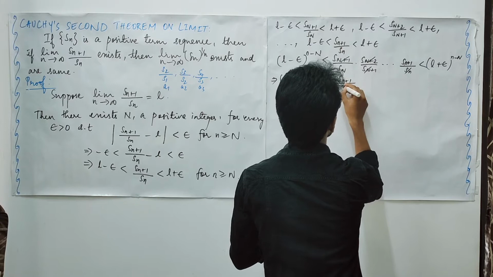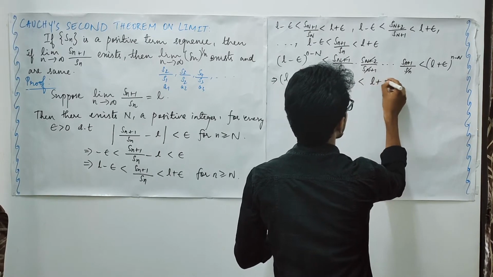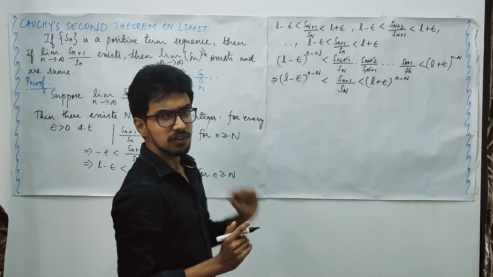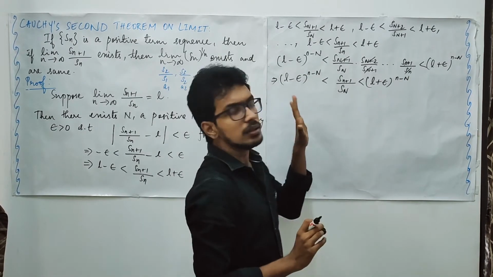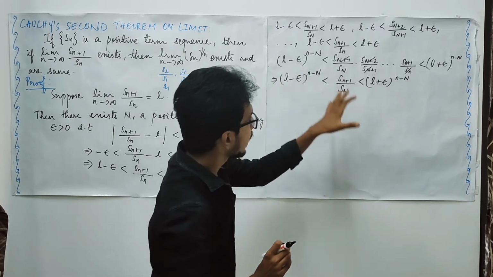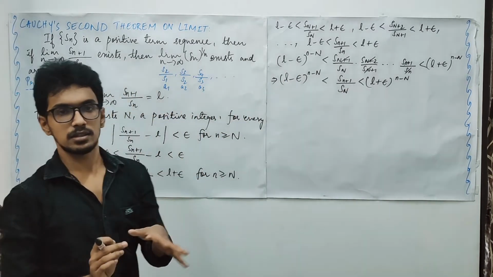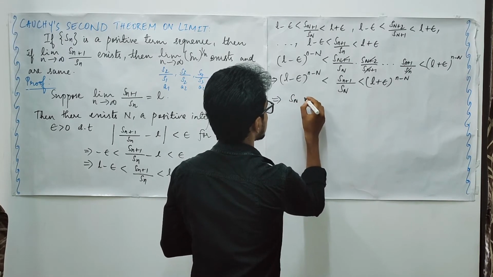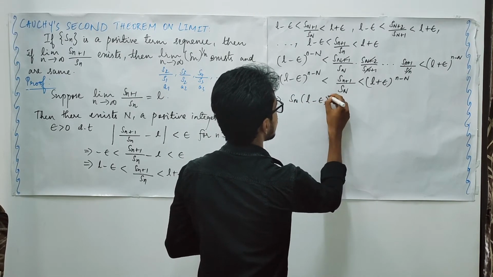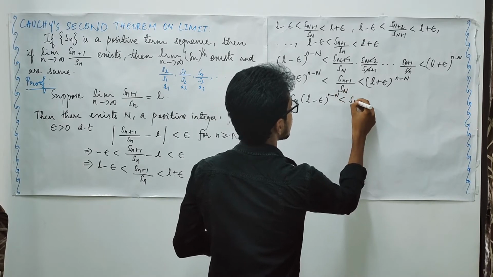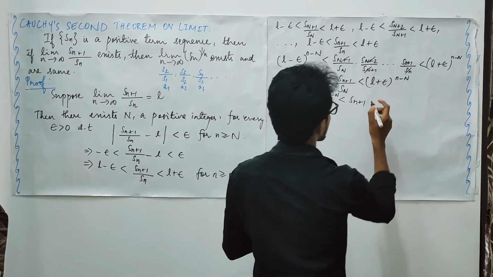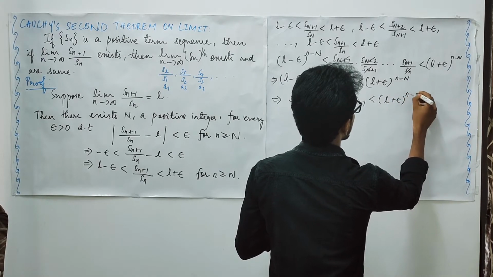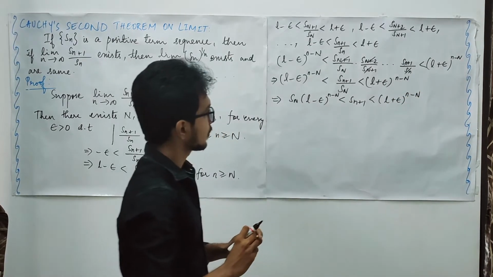Sn plus 1 upon Sn is less than L plus epsilon to the power n minus n. Okay, we have this. Now, we know that the quantities involved here are positive quantities. So, let me multiply this by Sn. So, Sn times (L minus epsilon) to the power n minus n is less than Sn plus 1, which is less than L plus epsilon to the power n minus n. Right?